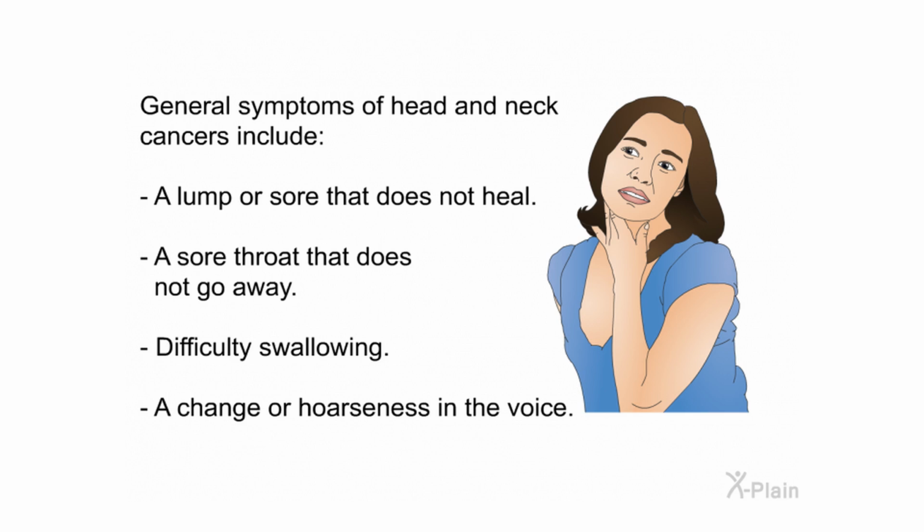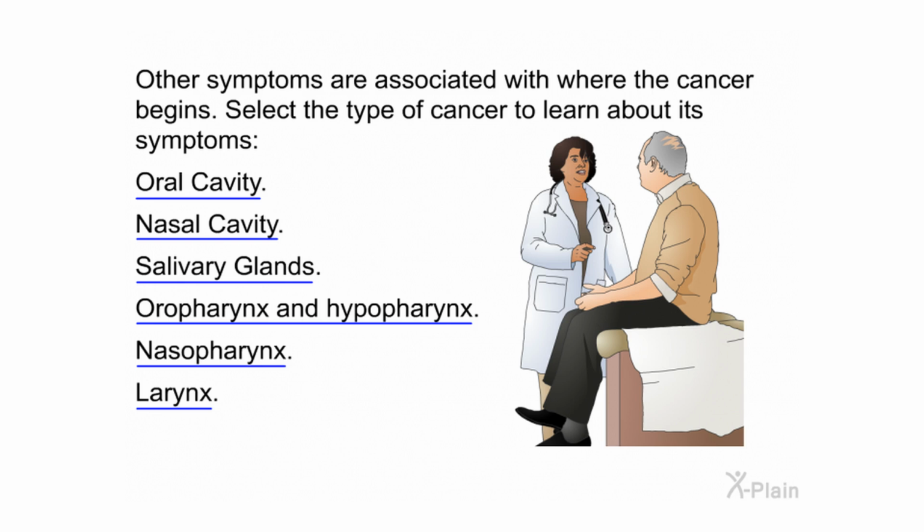General symptoms of head and neck cancers include a lump or sore that does not heal, a sore throat that does not go away, difficulty swallowing, a change or hoarseness in the voice. Other symptoms are associated with where the cancer begins. Select the type of cancer to learn about its symptoms. Oral cavity, nasal cavity, salivary glands, oropharynx and hypopharynx, nasopharynx, larynx.